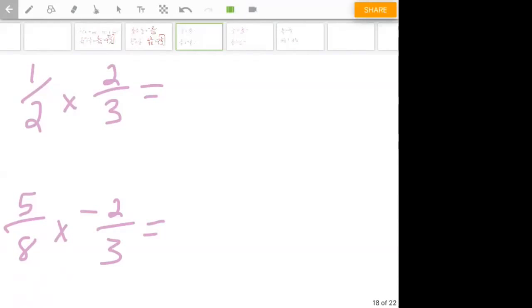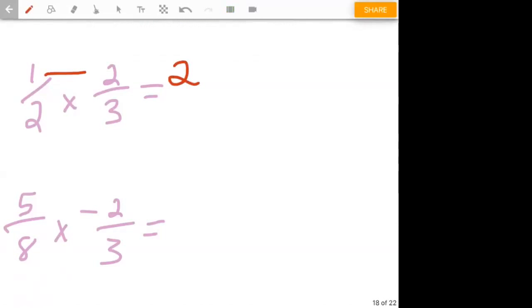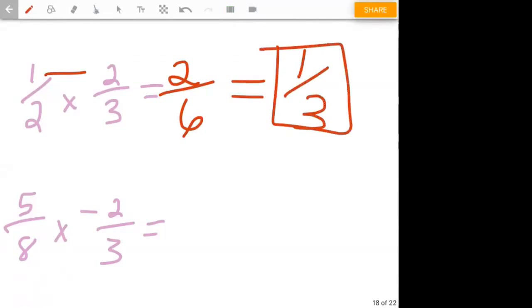All right, so again, here we go. We're going to multiply. So the top, 1 times 2 is 2. 2 times 3 is 6. And we can reduce that because 2 goes into both of those. So 2 goes into 2 once, and 2 goes into 6 3 times. So 1/3 is the answer.